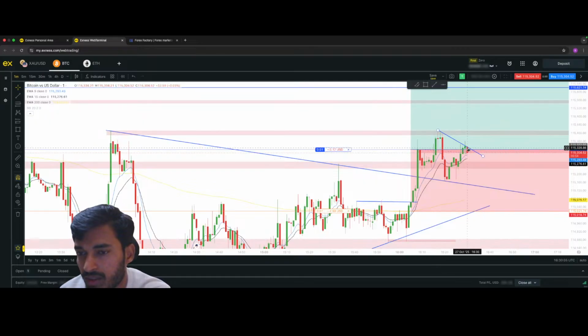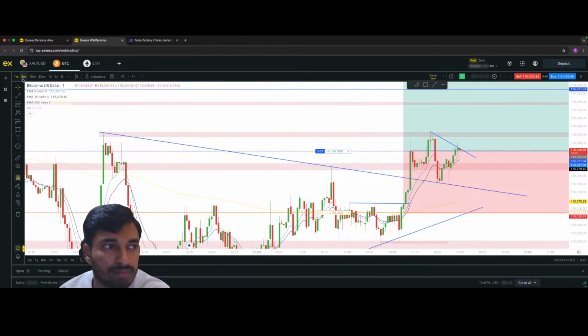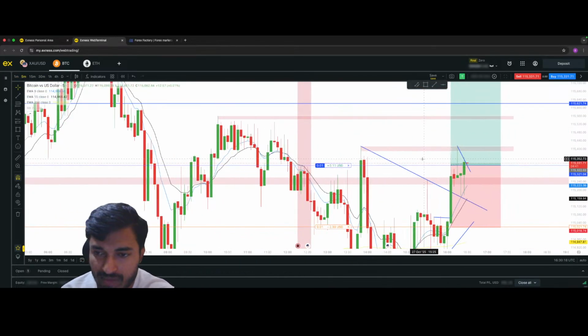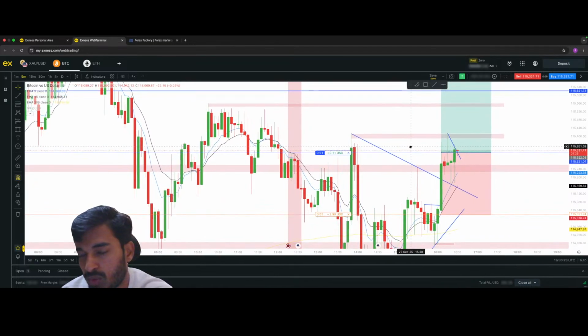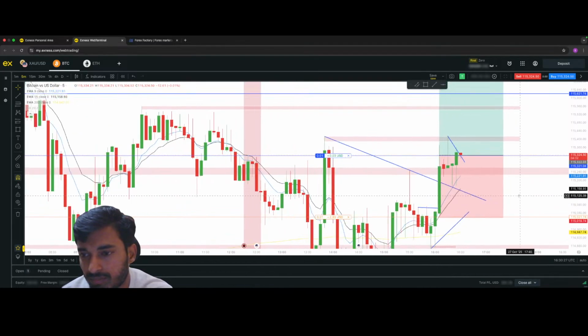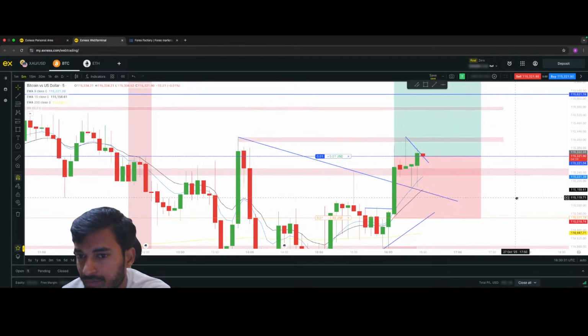So here buyers are getting ready, but sellers are dominating from here, because this is the resistance zone. That is why the market always respects resistance and support zones. We also need to respect those zones. Yes, it has become 10 o'clock.